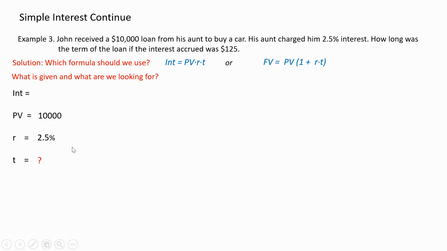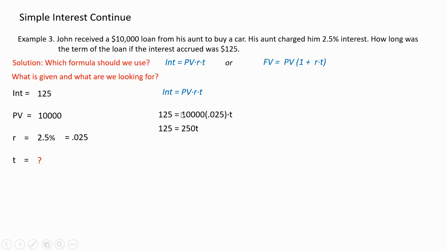It was at 2.5%, which you have to convert to a decimal, equals 0.025. And the interest that accrued was 125. That goes there, so we just plug into the formula. Plug everything in. There's my interest accrued. There's my present value, or the money for the loan. This is my interest rate. So we're looking for time.